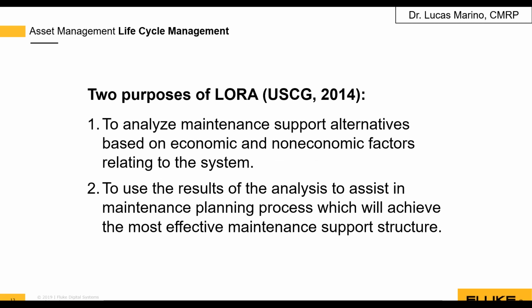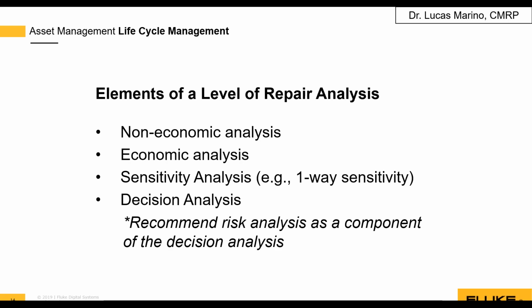So if we're going to use the LORA and use it well, we need it to do things, and the purpose is to analyze maintenance support alternatives. We're going to look at economic and non-economic factors related specifically to this system and equipment, and we're going to use those results to help us develop maintenance plans, which will help us achieve the most effective maintenance support. So you take a level of repair analysis and you break it up into its pieces. What you're going to find is it has 4 main phases of analysis.